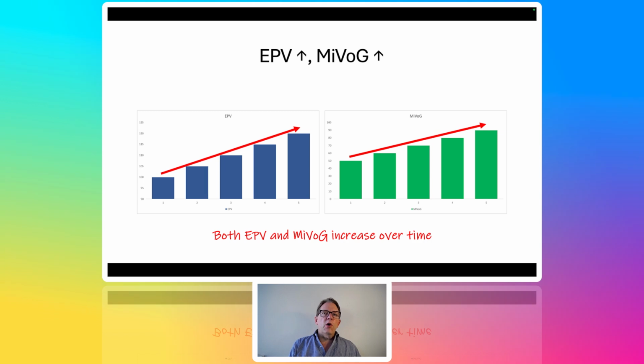Earnings power value goes up and your market implied value of growth goes up. If they both increase, obviously the combination of the two will increase. Now, I want to pause for a second and just point out something that's really important. On the left, earnings power value, just as a reminder, that's driven by your earnings power.